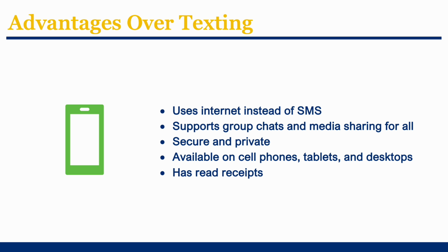Now, let's discuss why WhatsApp is better than traditional texting for staff communication. First, WhatsApp uses internet data instead of SMS, which can save on texting costs. Second, WhatsApp supports group chats and media sharing more seamlessly than standard texting. Third, end-to-end encryption ensures that your messages are secure and private. Additionally, WhatsApp is available on multiple devices, including desktops, allowing for more flexible communication. Finally, WhatsApp provides read receipts, which lets you know when your messages have been delivered and read, ensuring that important information has been received.